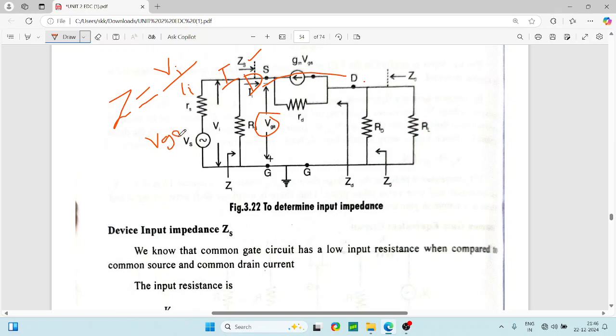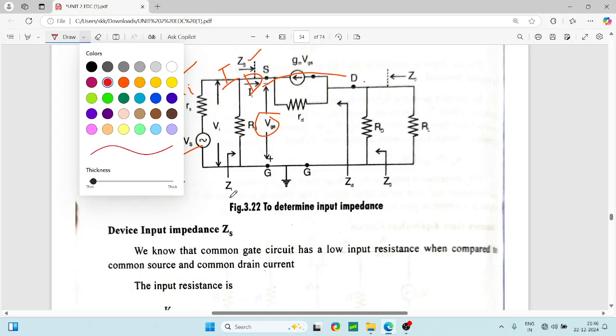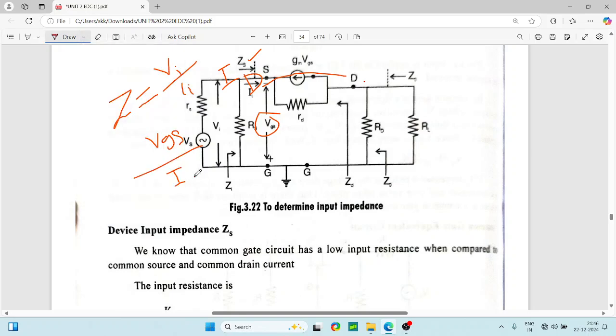VGS. There is no need to mug up. Then what is the next one? ID. You know the value of ID. ID is actually the input IS. Now IS is equal to ID, right? That's why IS is taken. Then I just draw the ID. So ID is equal to gm into VGS.